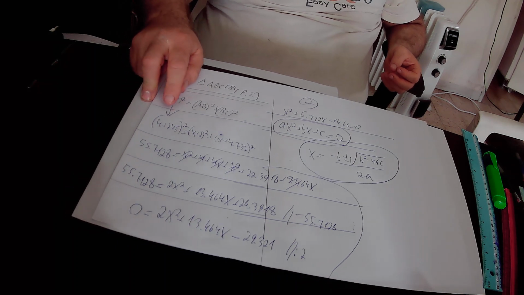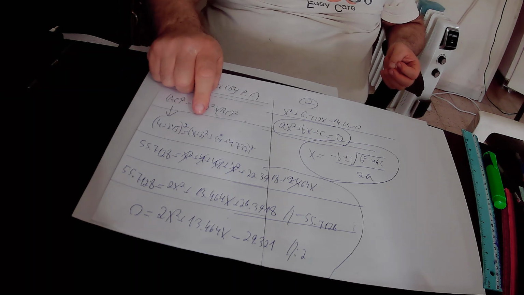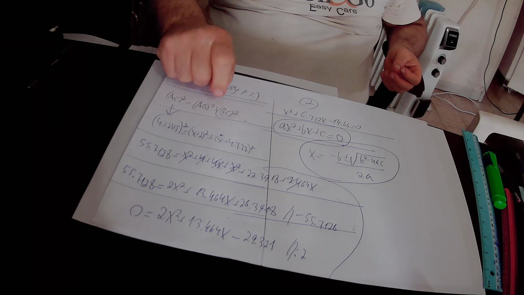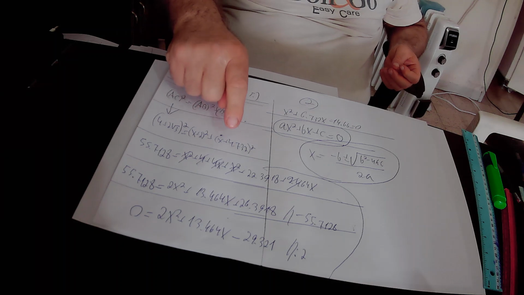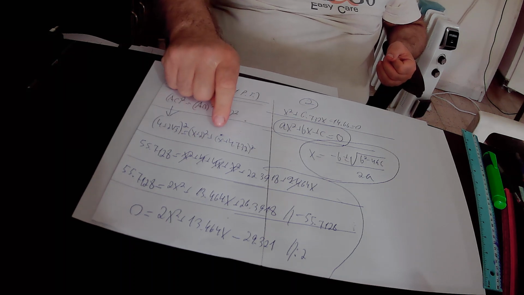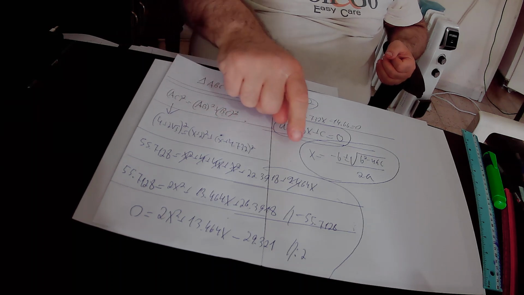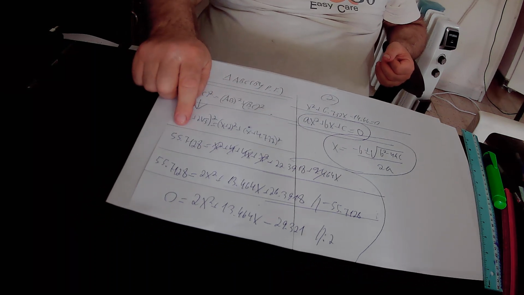So (4 plus 2 times square root of 3) squared equals 55.7128, and it equals (x plus 2) squared plus (x plus 4.732) squared. (x plus 2) squared equals x squared plus 2 squared, that is 4, plus 2 times x times 2, that is 4x. (x plus 4.732) squared equals x squared plus 4.732 squared, that is 22.3918, plus 2 times x times 4.732, that is 9.464x.